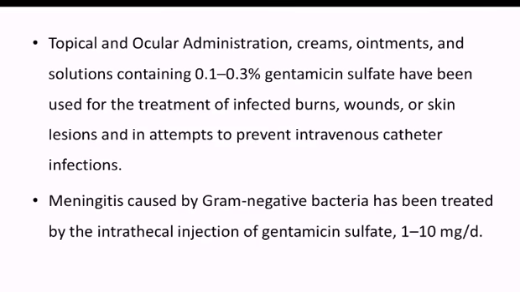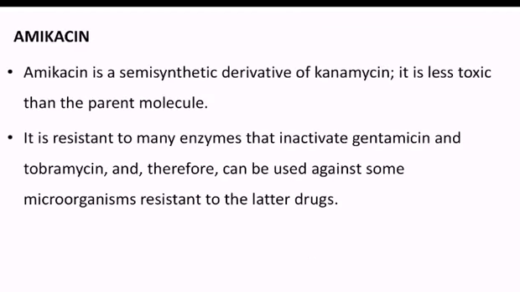For topical and ocular administration, creams, ointments, and solutions containing 0.1 to 0.3% of gentamicin sulfate are used for the treatment of infected burns, wounds, skin lesions, and in attempt to prevent intravenous catheter infections. Meningitis caused by gram-negative bacteria has been treated by intrathecal injection of gentamicin sulfate 1 to 10 milligram per day. The third one is amikacin.